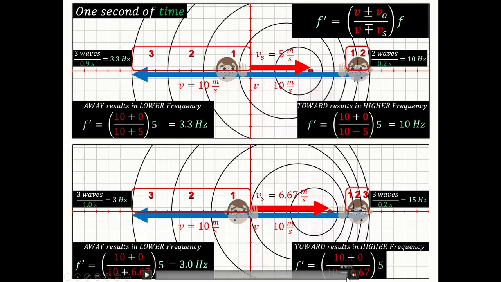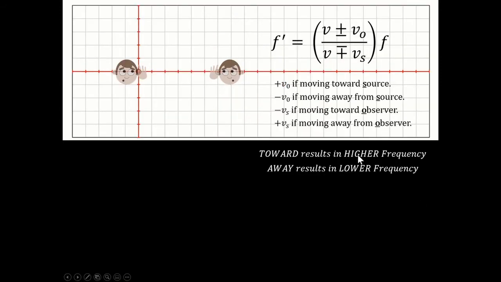I am subtracting here because the denominator needs to be getting smaller so that we get a higher frequency, a bigger frequency. Okay, so we're just deciding whether we add or subtract depending on whether it's coming toward you, you should get a higher frequency, or moving away from you, you should get a lower frequency. And we get the same answer as we did there.